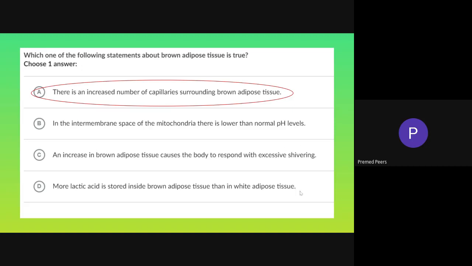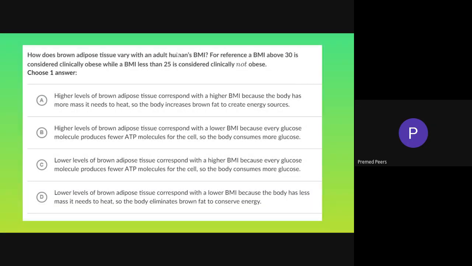Alrighty. This one is the last question. How does brown adipose tissue vary with an adult human's BMI? For reference, a BMI above 30 is considered clinically obese, while a BMI less than 25 is considered clinically not obese. The answer to this one is actually B.